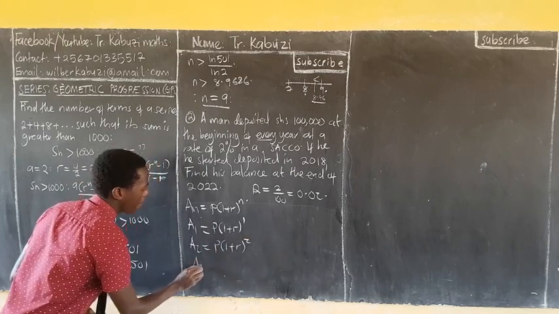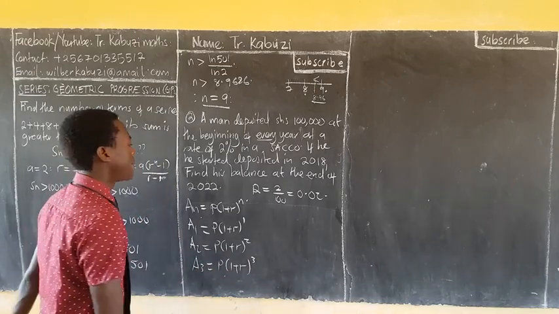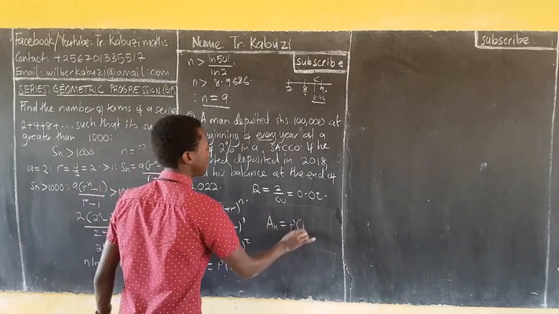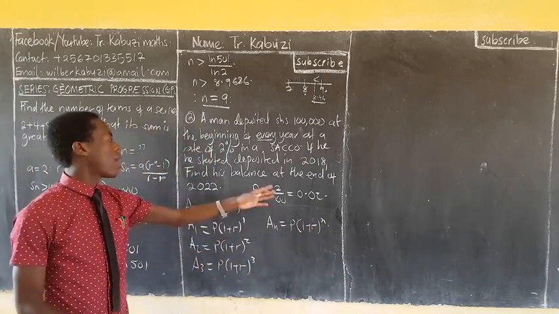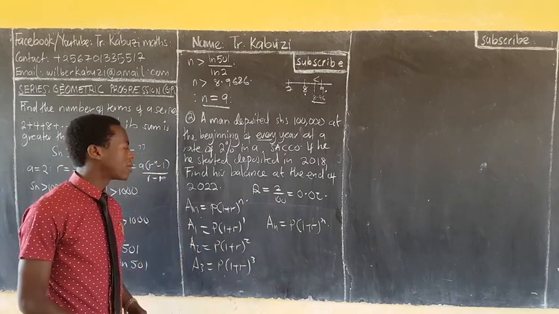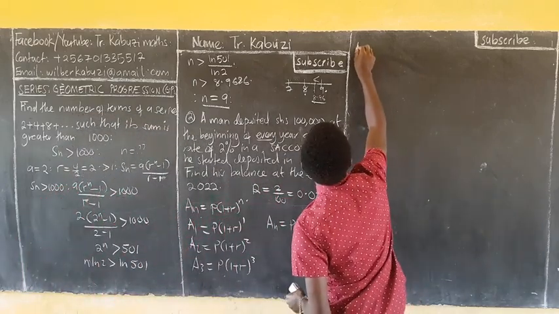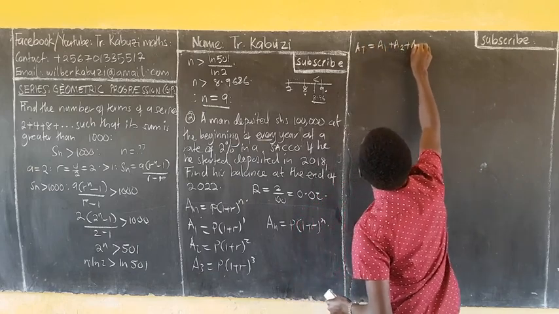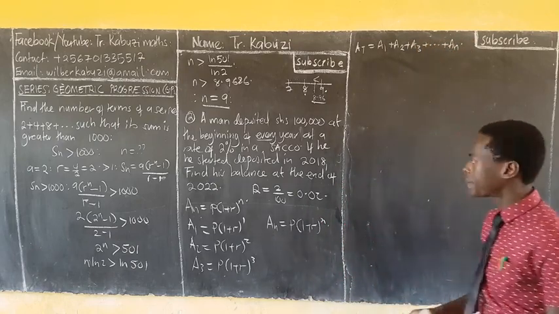In the third year, up till when this man reaches the nth year, where he will be having p(1 plus r) power n. But we want the total amount. The total amount, after all these years, we add the amount in the first year, amount in the second year, amount in the third year, until we reach the amount in the nth year. So our total will be amount in year 1, amount in year 2, amount in year 3, plus, when we reach the last year, the nth year.